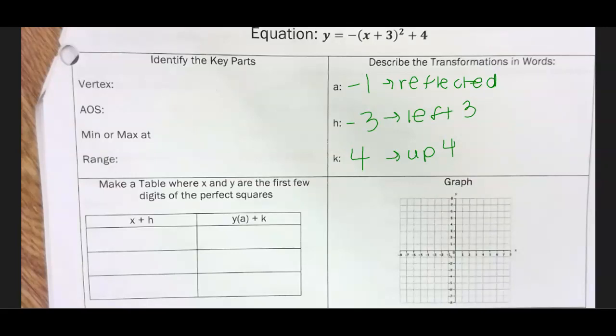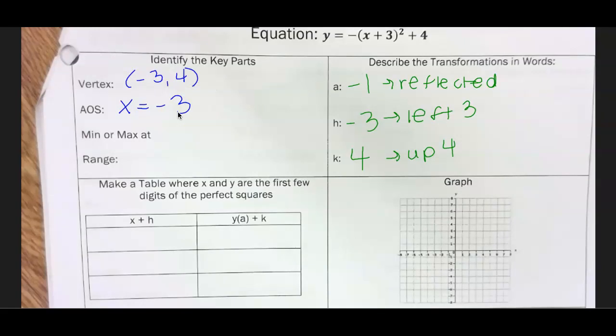All right. What is my vertex then? What is my vertex then, Jesse? Perfect. -3, 4. Okay, what is the axis of symmetry? It is always an equation, meaning you better have an equal sign. And it always equals what value? Yeah, it's going to equal, in this case, -3. It always equals my H. So it's x equals -3.